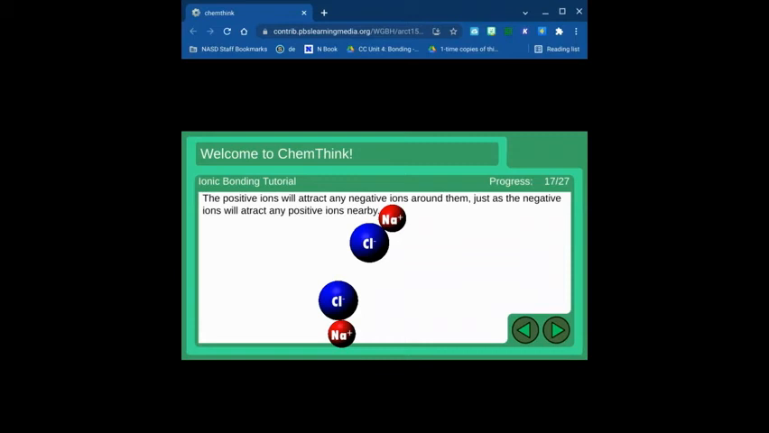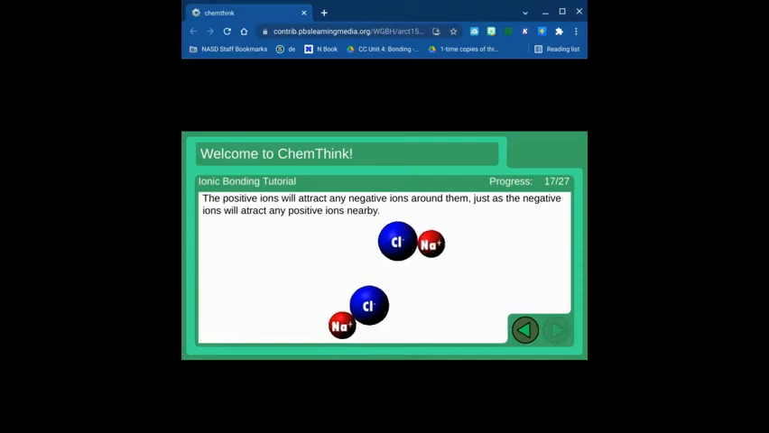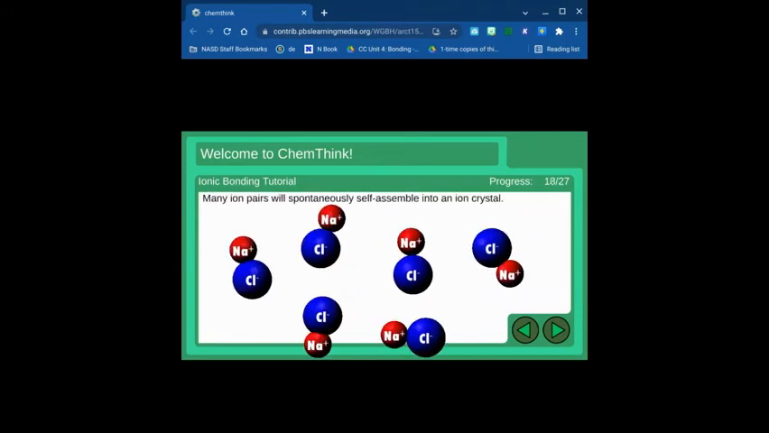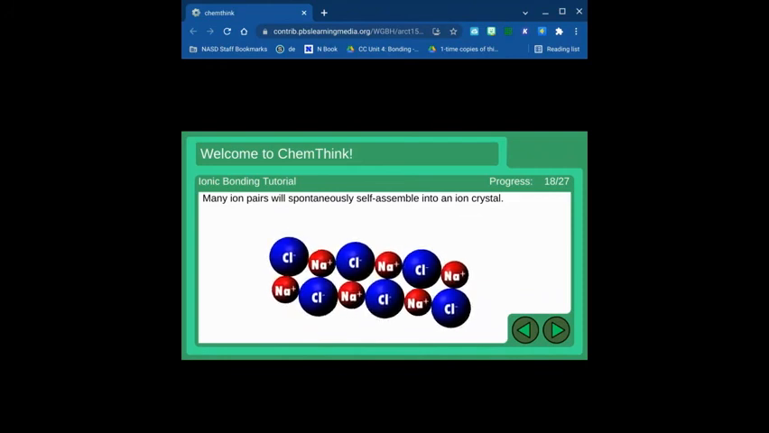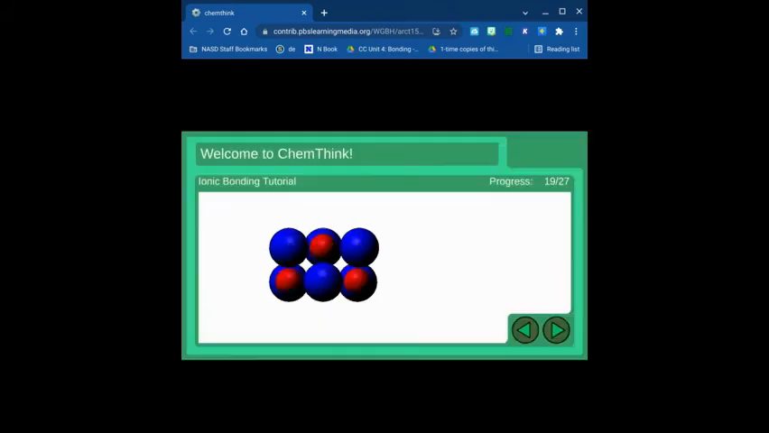The positive ions will attract any negative ions around them, just as negative ions will attract any positive ions nearby. Many ion pairs will spontaneously self-assemble into an ion crystal. So each sodium is paired with one chlorine, but those different pairs start to group together in a really organized pattern, like this. Answer your next question. This continues in 3 dimensions until no more ion pairs are nearby.